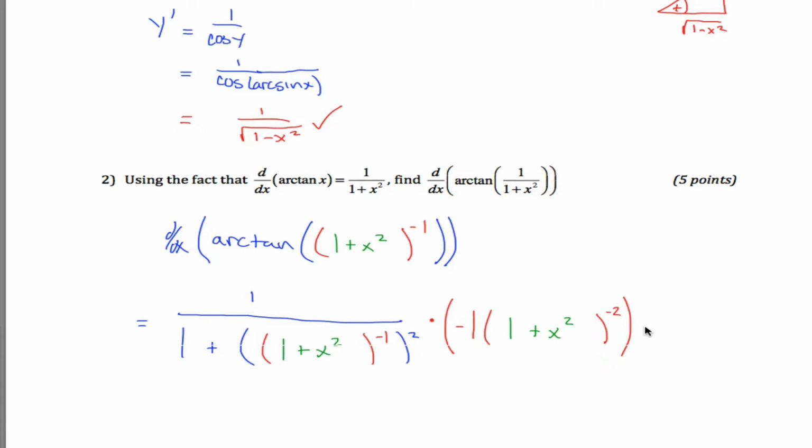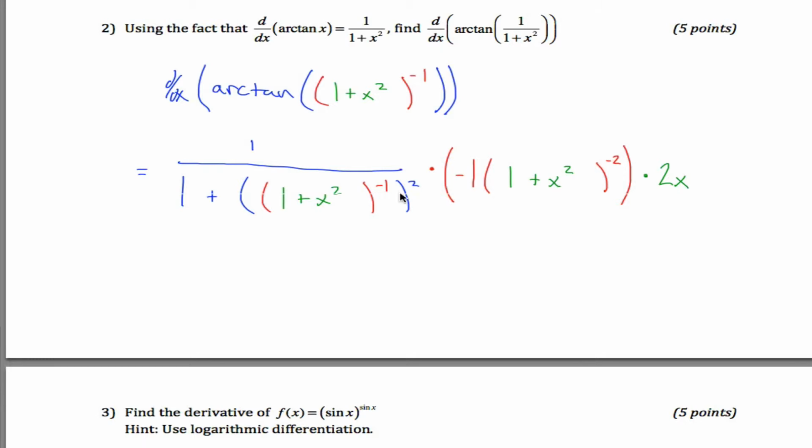So instead of negative 1 times x to the negative 2, I'll write negative 1 times that something to the negative 2. Then I'll realize I'm still not done. I have to multiply that by the derivative of 1 plus x squared, which is 2x. I think this right here is a great answer. In fact, I'm going to leave my answer just like that.